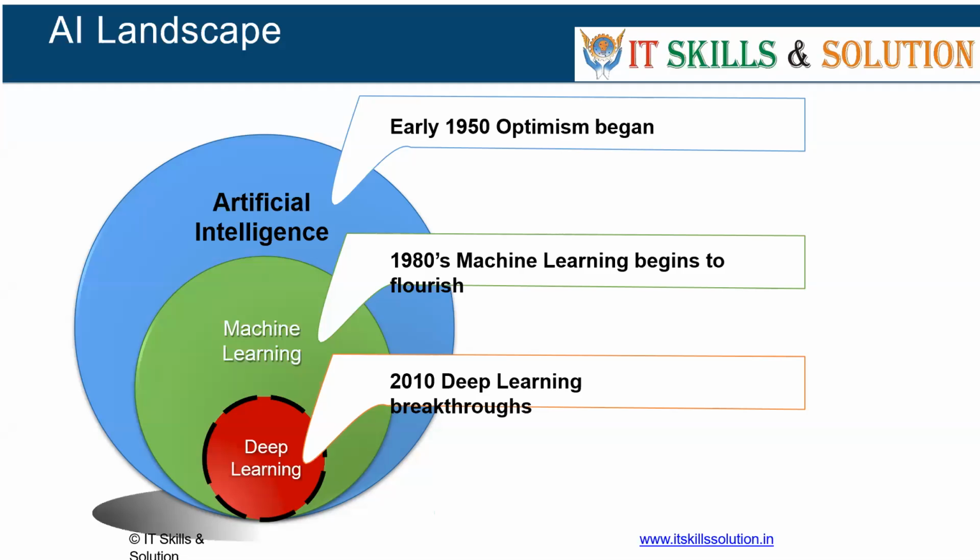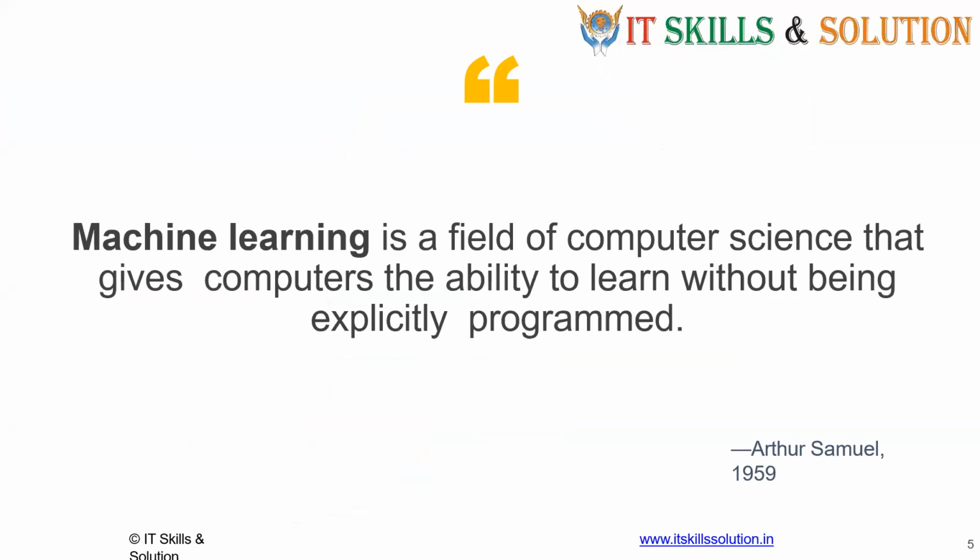So what is machine learning? The definition was given by Arthur Samuel in 1959, when he invented the term machine learning. Machine learning is a field of computer science that gives a computer the ability to learn without being explicitly programmed. He gave this introduction in 1959.